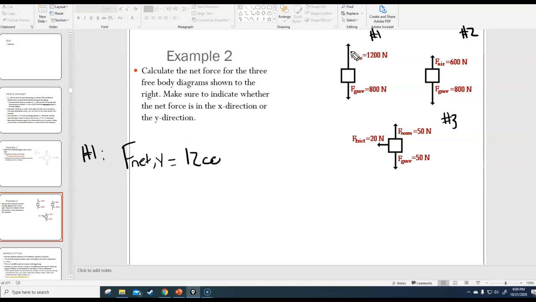And notice that's a positive 1200 because it's 1200 newtons up, plus negative 800 from the force of gravity. And it's negative because it's pointing down, which is in the negative y direction. So I would say the net force here is 400 newtons. Remember, force is a vector, and net force is a vector. And this being a positive value means that the net force is acting in the positive y direction. In other words, this object, based on the free body diagram, has a net force up, and so this object would be accelerating up.